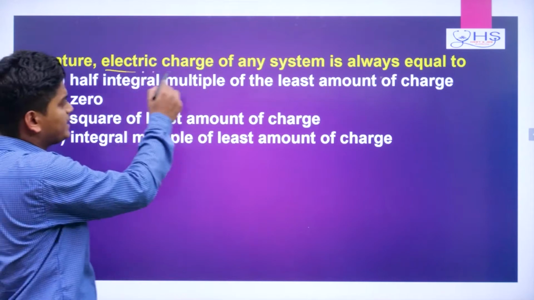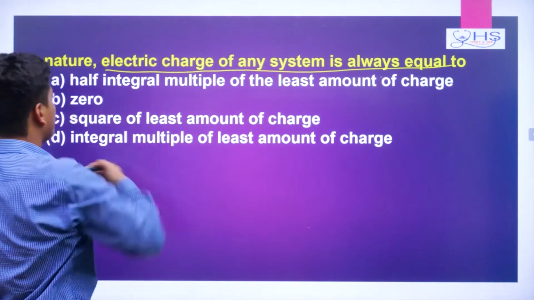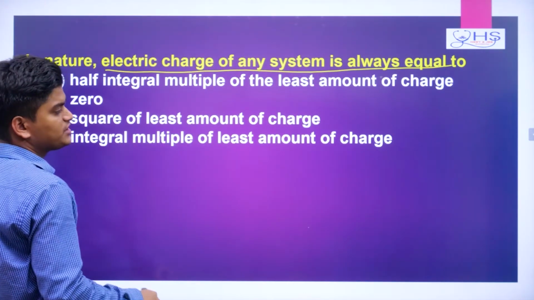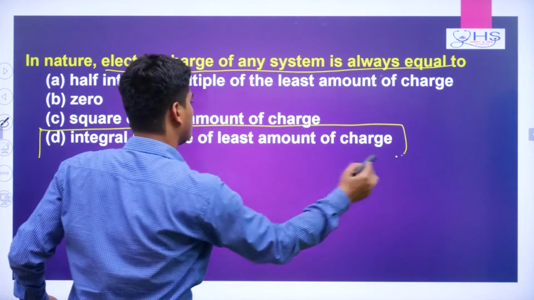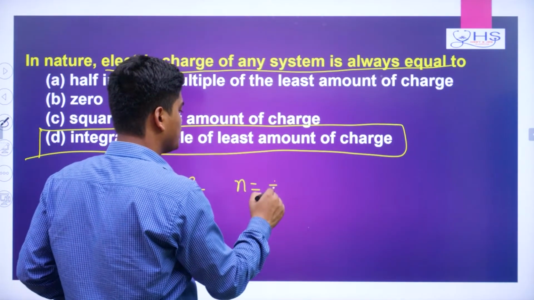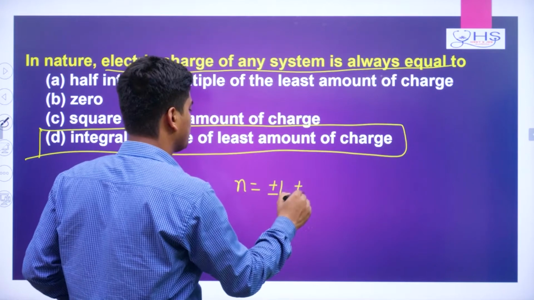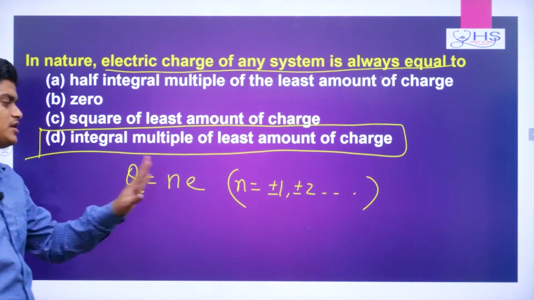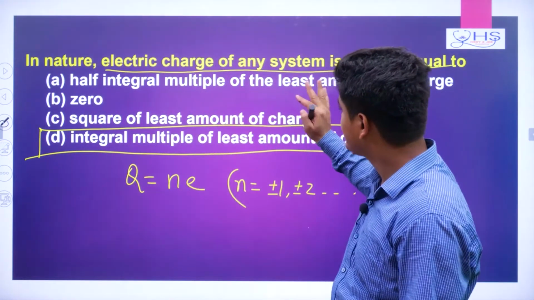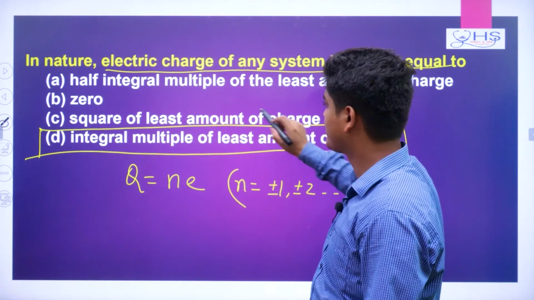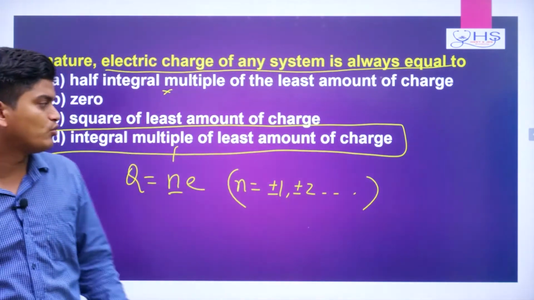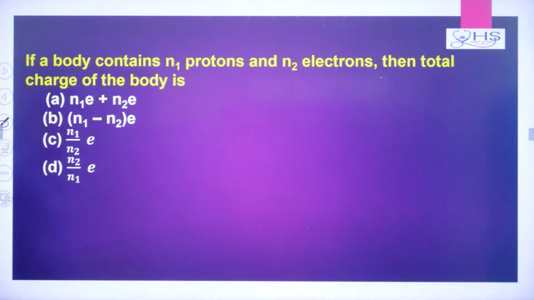Now, in nature, the electric charge of any system is always equal to, the options given are half integral, 0, square of the least amount of charge, or integral multiple of the least amount of charge. As I just told in quantization of charge, the charge of any object is an integral multiple of the least amount of charge, that is e. Here n is some integer, or sometimes the number of electrons. Not half integral, not 0, not the square of the least amount. It is an integral multiple of the smallest amount of charge, which is quantization of charge. Okay, now come to the next question.